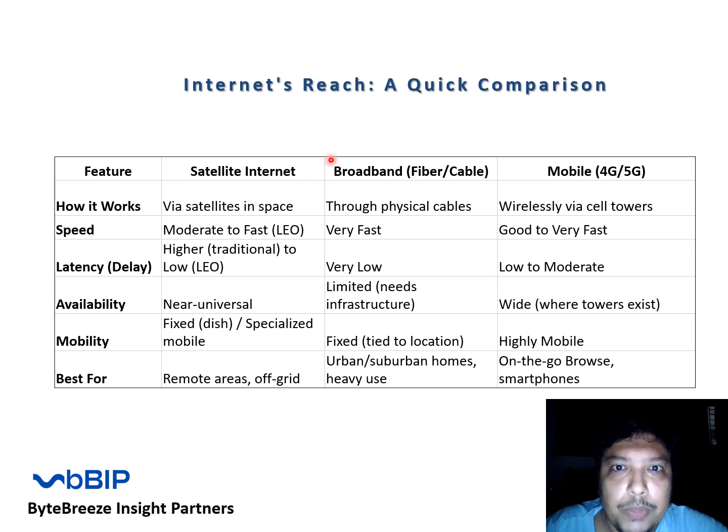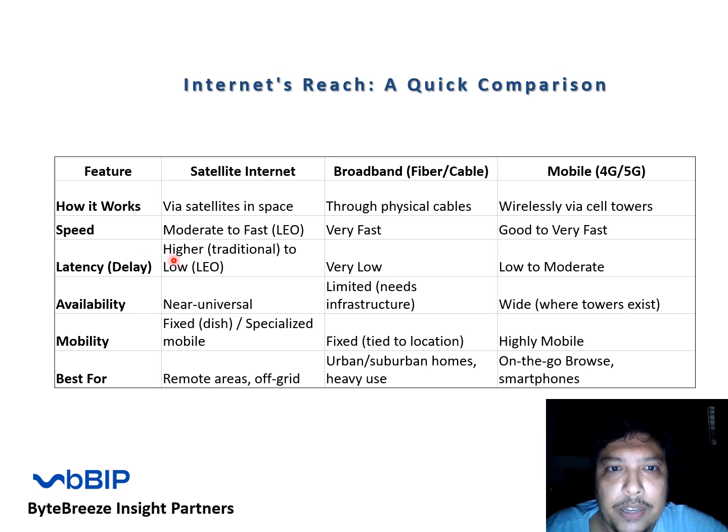Now we will observe a quick comparison of satellite internet, broadband, and mobile. How does each work? We already observed that satellite internet is ensured via satellites in space, broadband through physical cables, and mobile 4G or 5G is wireless. Speed for satellite is moderate to fast. Broadband is usually very fast, and mobile is good to very fast. It depends on the connectivity.